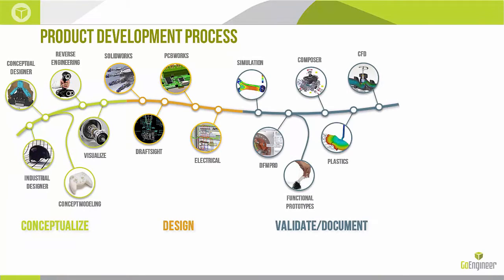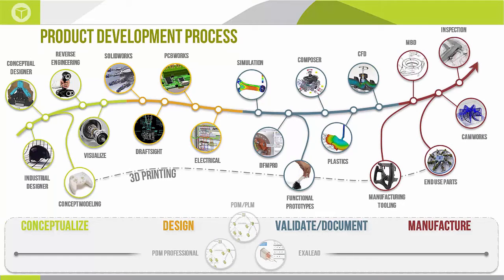Shape Your World is all about the product development process. And you can see from this slide there's four main areas that we like to focus on: conceptualize, design, validate and document, and manufacturing. In this session, we're going to cover that manufacture area. We're going to focus in on a couple of really great products in SOLIDWORKS MBD and SOLIDWORKS Inspection.